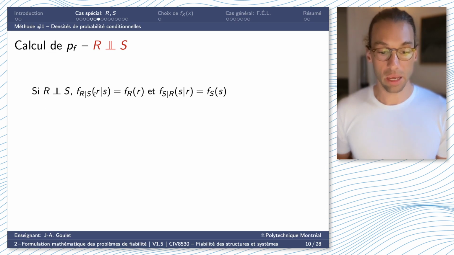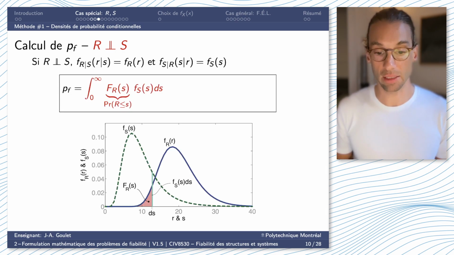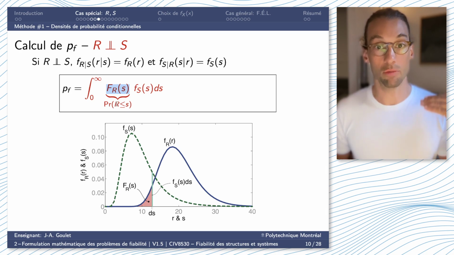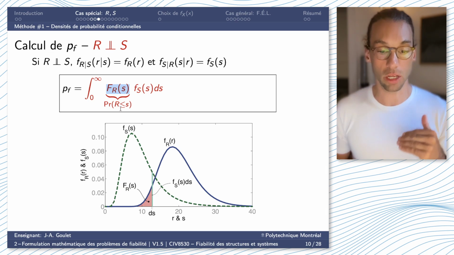So in that case, my conditional PDF of R given S is going to be f of R, and S given R is going to be f of S. So in that case, I can represent my probability of failure as this one-dimensional integral from 0 to infinity, because this is the domain of my log normal, of my CDF f of R evaluated at S times my probability density function for S. And I integrate this with respect to all S values. And again, keep in mind, this represents the probability that my resistance is lesser or equal than the value of solicitation.